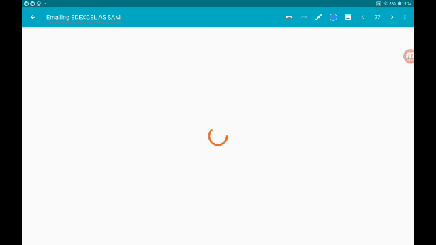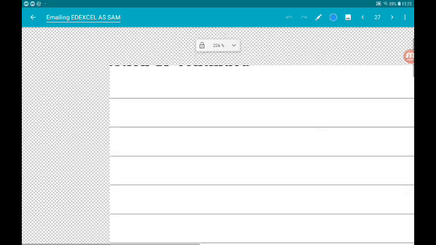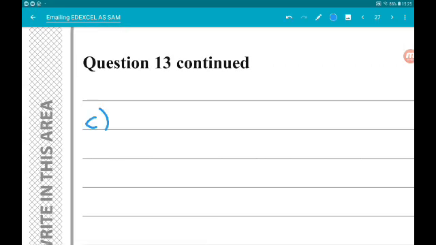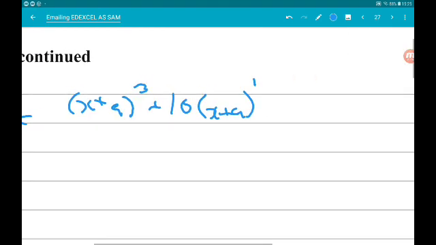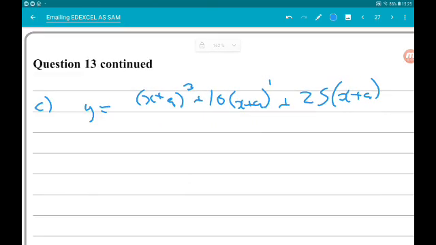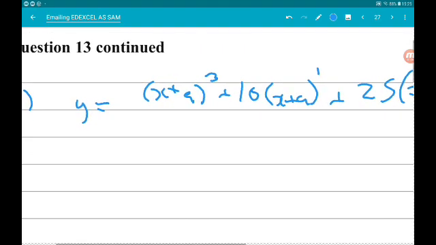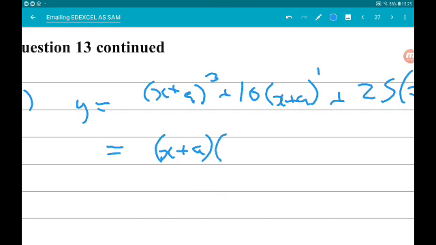So if y is equal to (x add a) cubed add 10 lots of (x add a) squared add 25 lots of (x add a), we know that in factorised form that's (x add a) times (x add a add 5) squared.